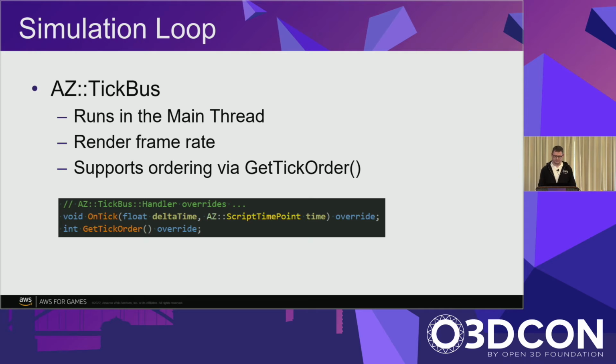The other thing about the TIG bus is that it effectively ticks with the render frame rate, which means that the delta time which we receive can be variable. So sometimes it can be bigger and sometimes it can be smaller. This is something you need to accommodate for in your code. So it's not always the same delta time. It can actually vary. Through the get TIG order, you can control the order of how onTIG is called, compared to other classes.